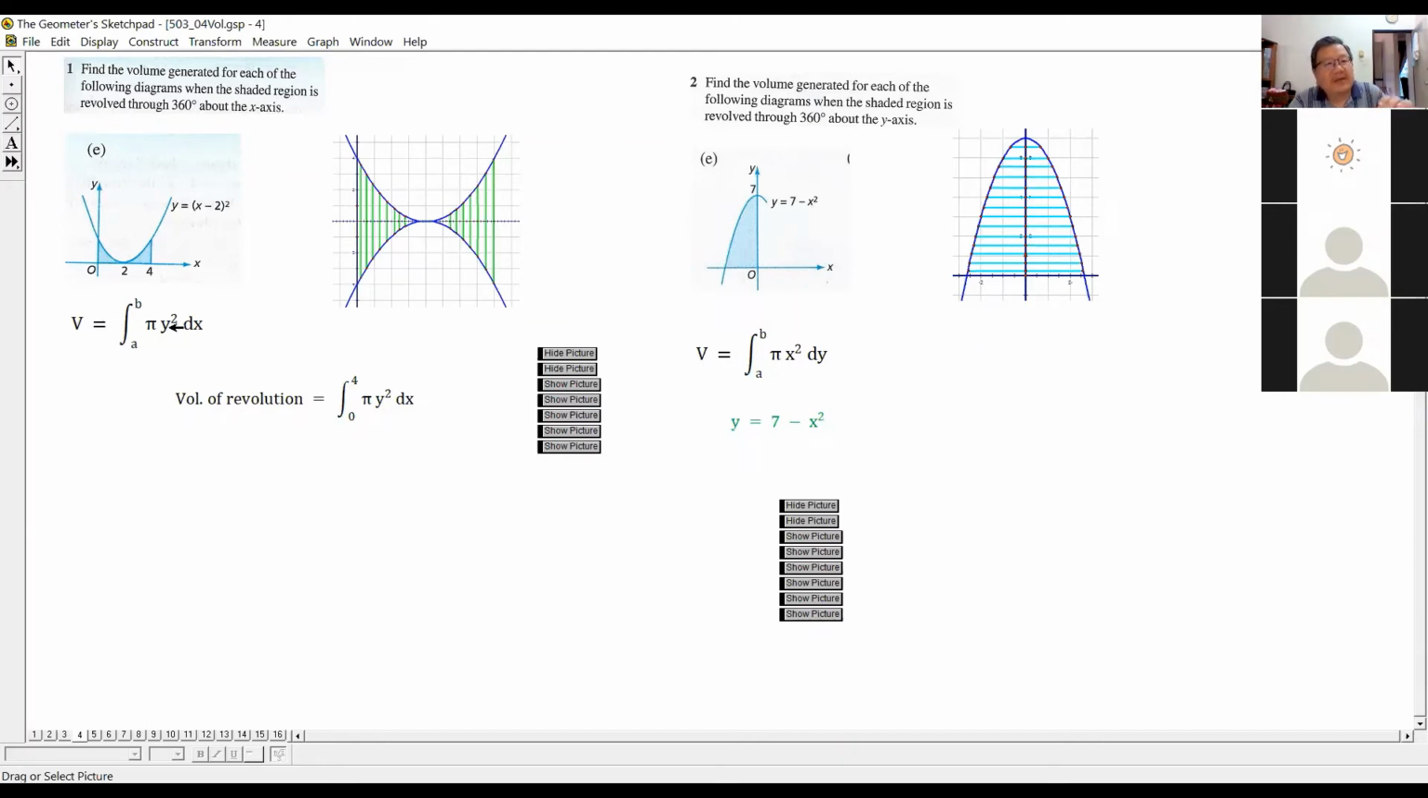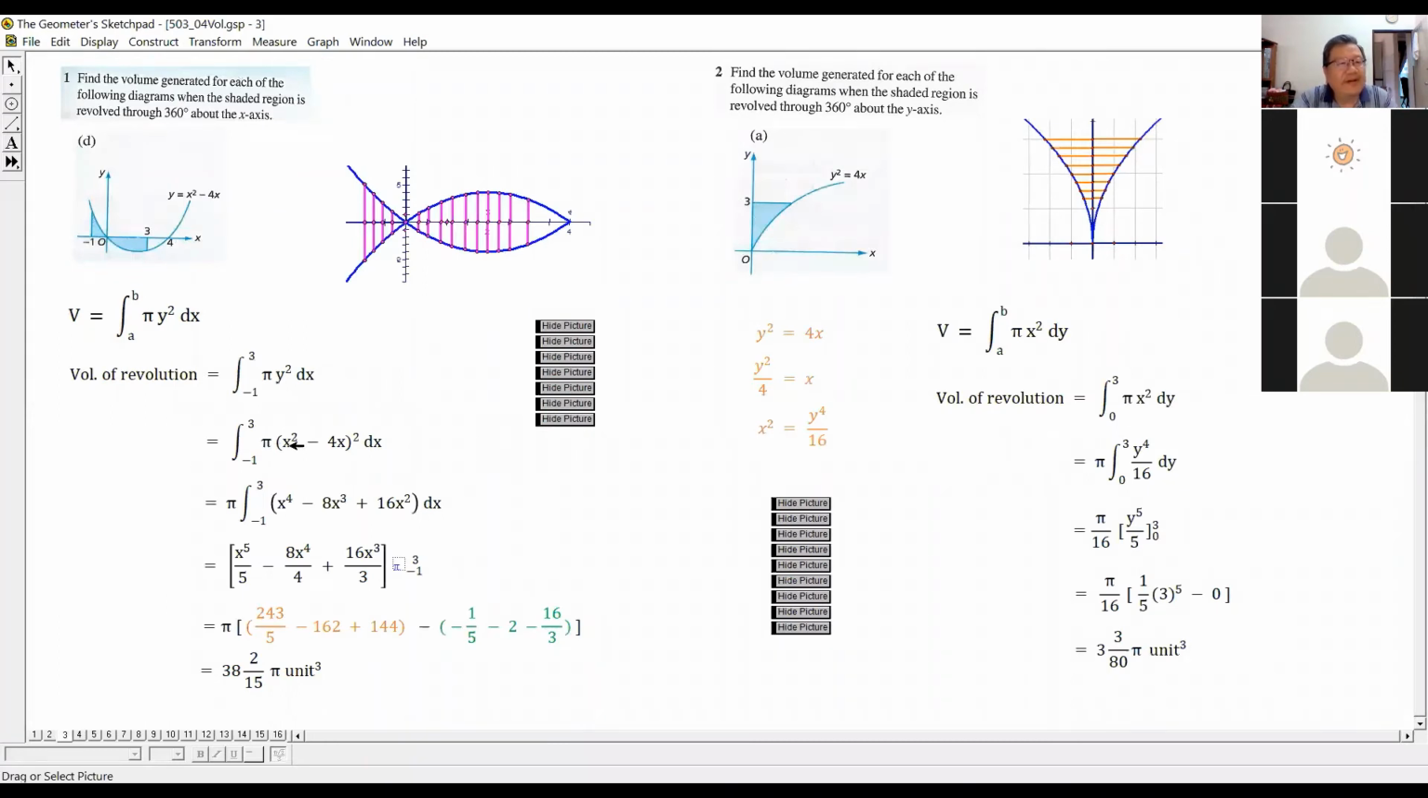Sometimes the square of the function is readily available, so you don't have to square it. Sometimes you have to square it. In our previous example, I've shown you that you have to square the function. You see, y squared, then I have to square the function, square the y.